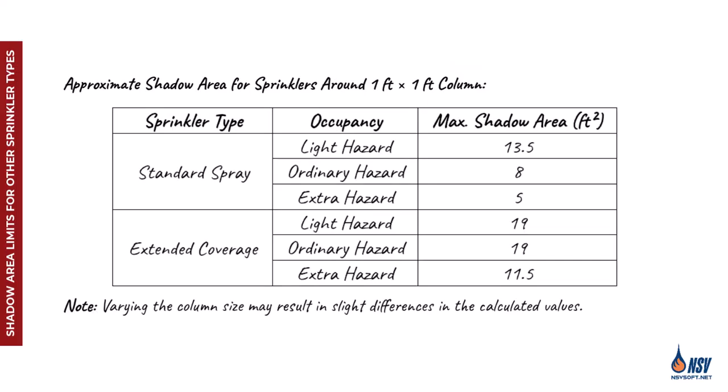By applying this method to ordinary and extra hazard occupancies and incorporating the 4 times rule for extended coverage sprinklers, we can determine the shadow area limits under different conditions as summarized in the following table. Finally, since these values are not explicitly specified in NFPA 13, their use in sprinkler system design is subject to the approval of the authority having jurisdiction.